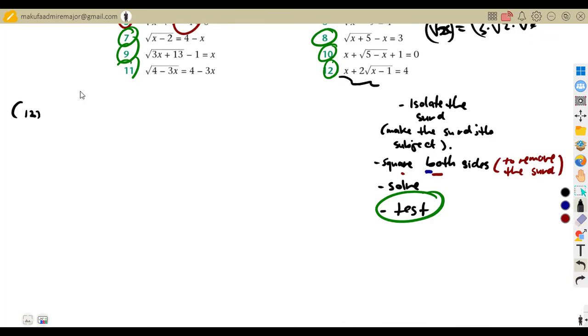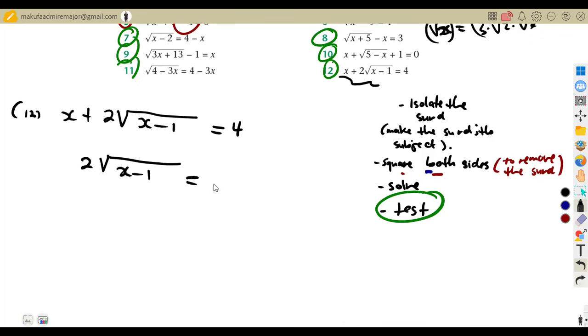On question number 12, we are given x plus 2 square root of x minus 1, which is equal to 4. So I again isolate the root. All right, so you can remove the x there, transpose it to the other side. It becomes a negative there. That's 2 square root of x minus 1 is going to be 4 minus x.